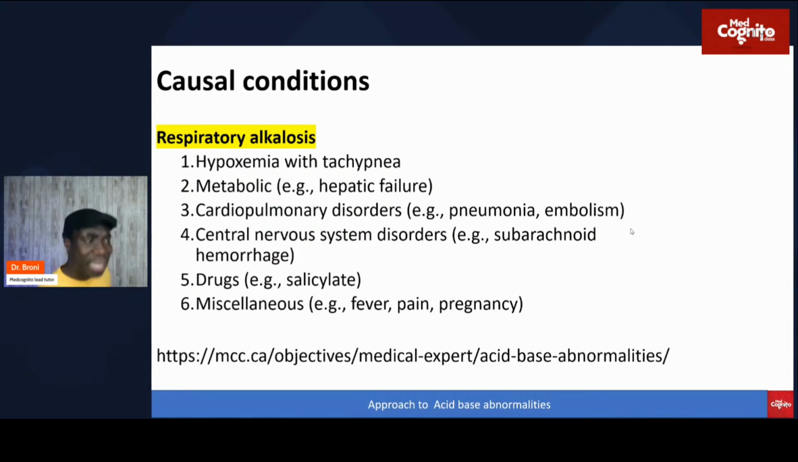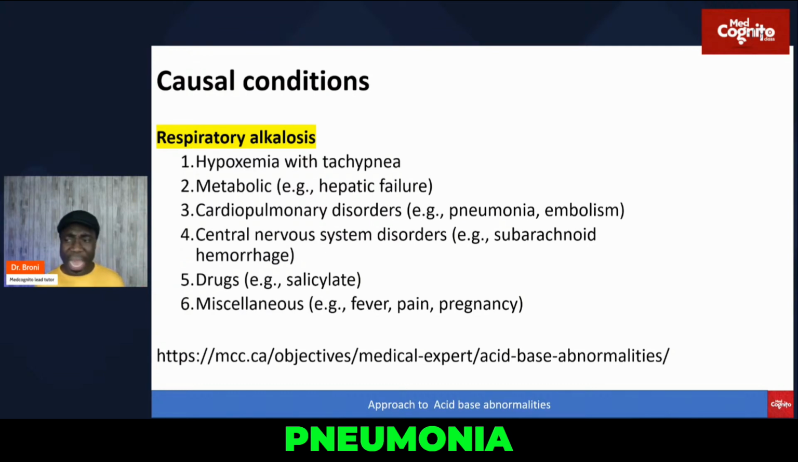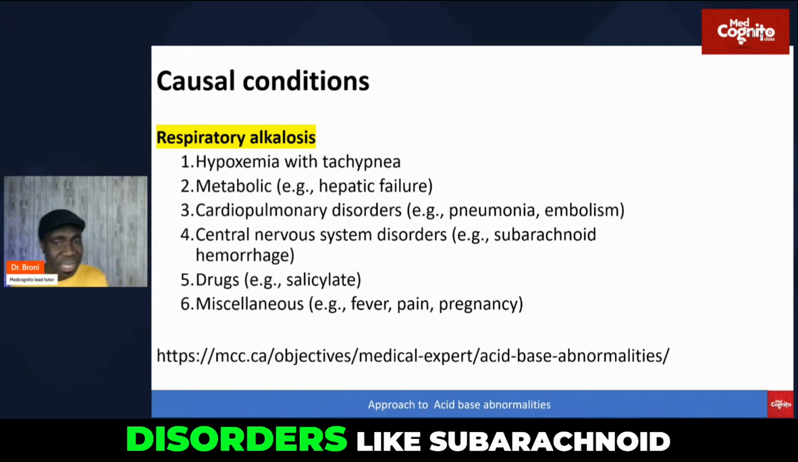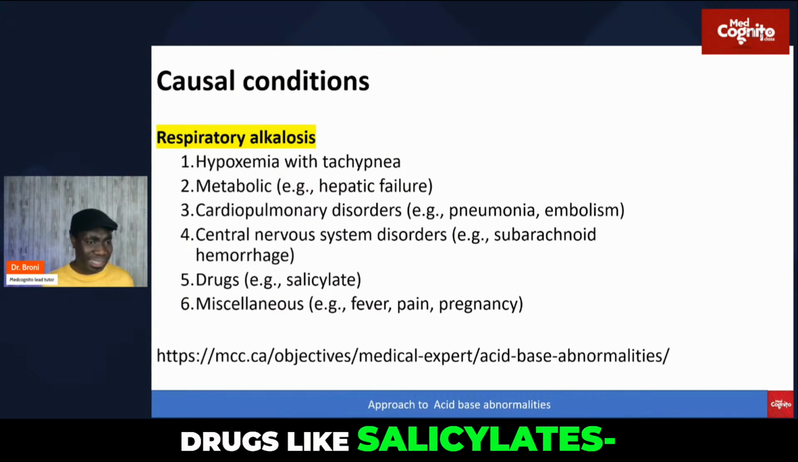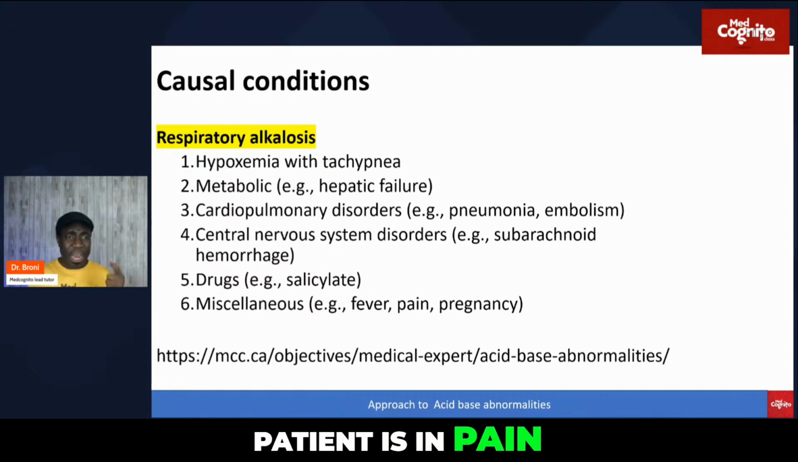Now, respiratory alkalosis is also seen in hypoxemia with tachypnea, and then metabolic causes like patients with liver failure, and cardiopulmonary disorders like pneumonia, pulmonary embolism, and central nervous system disorders like subarachnoid hemorrhage, drugs like salicylates, and then miscellaneous issues like fever, if a patient is in pain, and pregnancy.